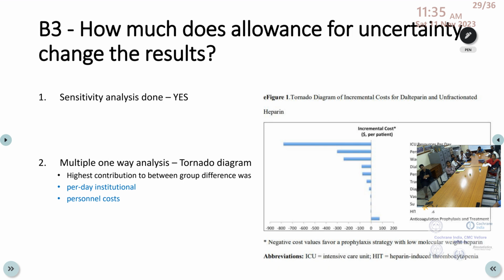So finally, in our study, how much does allowance for uncertainty change the results? The first thing is, was a sensitivity analysis done? Yes, it is done. It is a multiple one-way analysis. They've done the tornado diagram, and if you look at the tornado diagram, you can see that the most weightage and contribution causing the difference between the two groups is by ICU resources per day and the personnel cost. So these show how much each thing costs and the weightage of importance. That is what is shown in this tornado diagram.